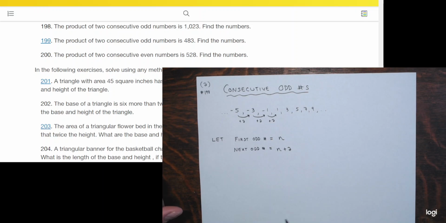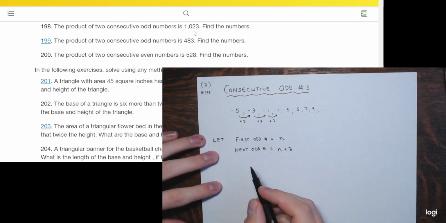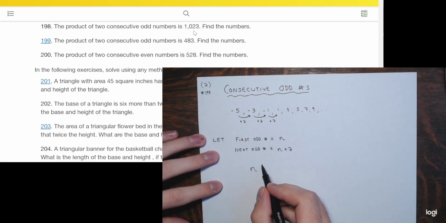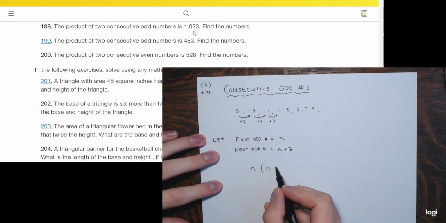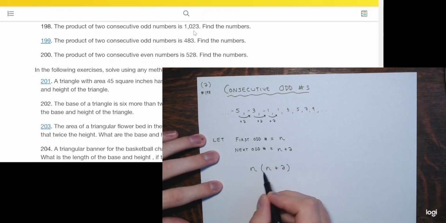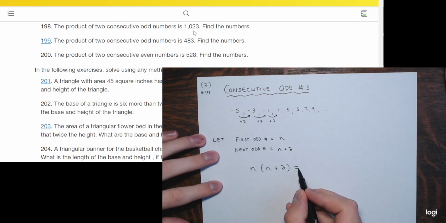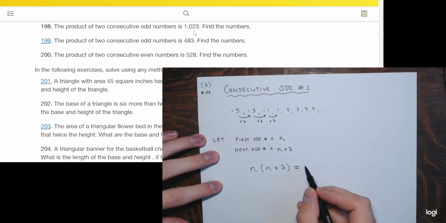All right, now comes the equation. Back up, read 198 again. The product of these numbers is 1023. So n times n plus 2, here's the product of these two numbers, equals 1023.